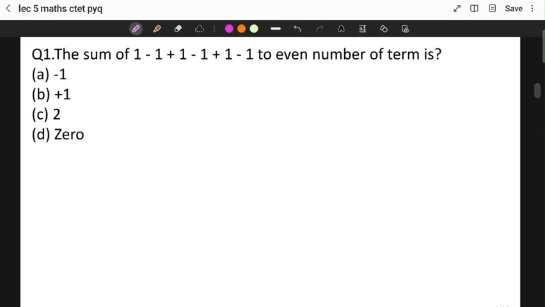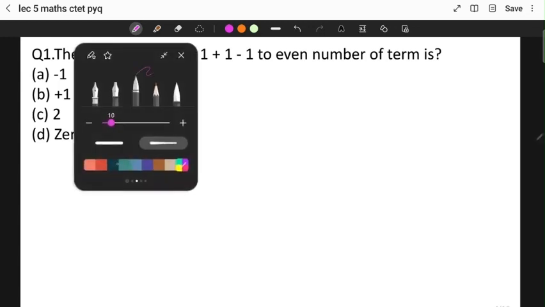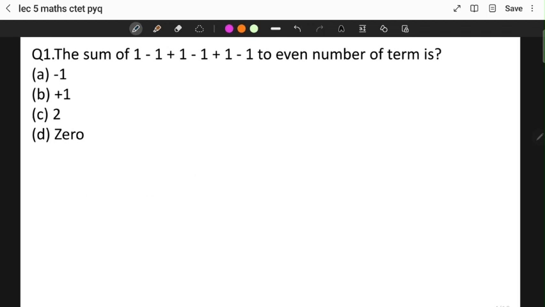The very first question of today's lecture is: the sum of 1 minus 1 plus 1 minus 1 plus 1 minus 1, to an even number of terms, is what? Option A is -1, option B is +1, option C is 2 and option D is 0. If we look at the question carefully, the question is actually like this: 1 minus 1 plus 1 minus 1 plus 1 minus 1 plus dash dash dash. Actually this is missing over here, please insert this plus dash dash dash in the question.